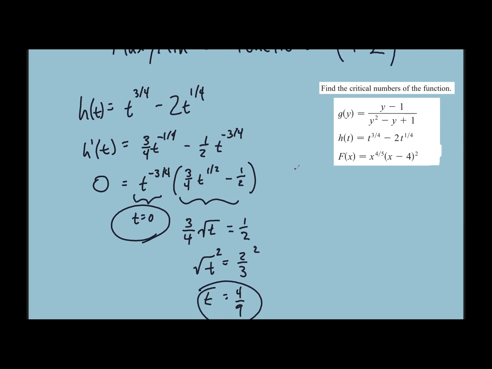I know I did that quickly, but here's the secret. Anytime you have the t's in everything, even if it's a weird one, you can still factor it out, and that gives you a t equals 0 as one of your critical numbers.